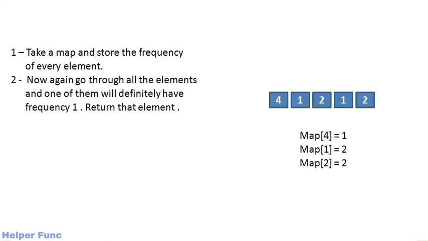Let's say for this example, I have stored the frequency of every element in my map. And now when I go through these elements one more time, when I am at 4, I will see that map of 4 is 1, which means that 4 is unique in this array, and we will return 4.